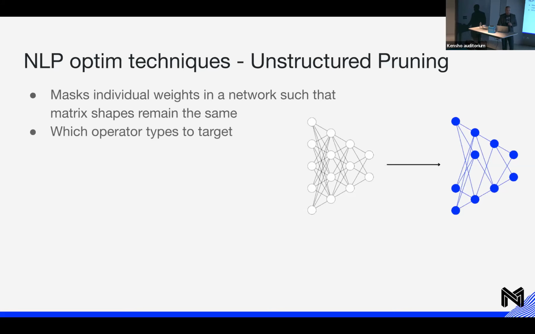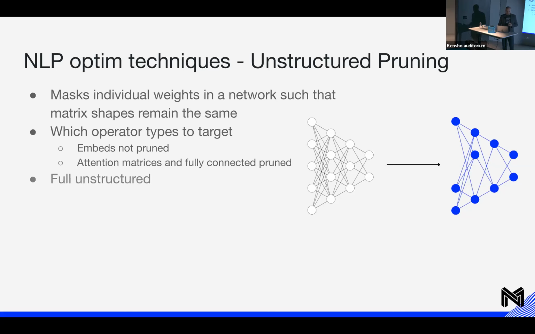Looking at NLP specifically, generally we're not going to prune the embeds, because we don't get a lot of speed up whenever we do that, and additionally it can affect the accuracy quite a bit. What we can target is attention matrices and fully connecteds within the general transformer architecture. And then looking at full unstructured, this means that we put no restriction on which weights we want to mask out. We just go weight by weight individually and mask them out to 0.